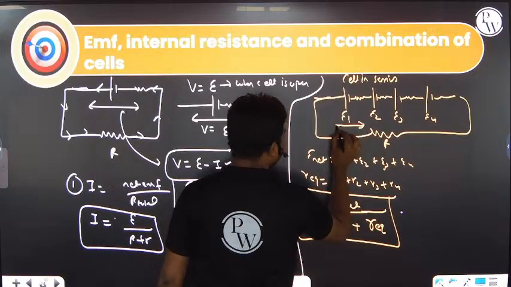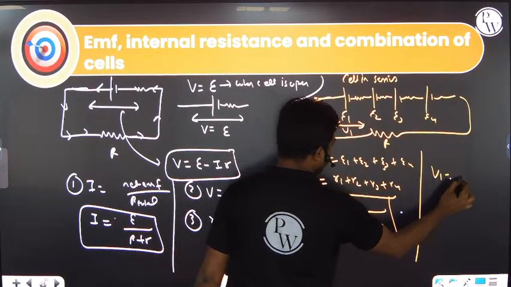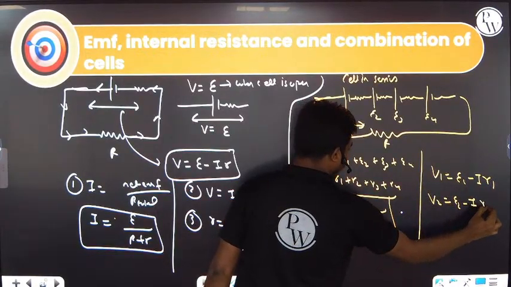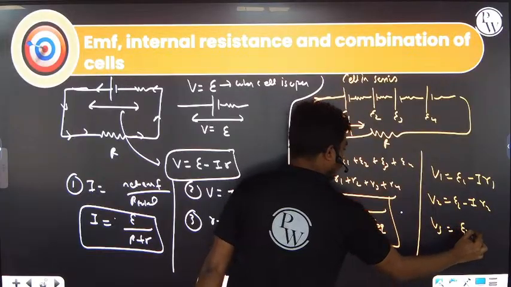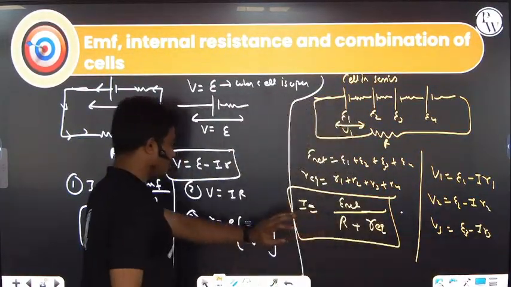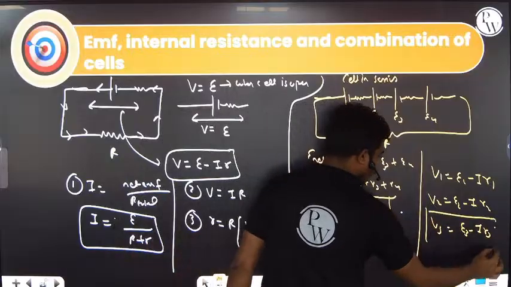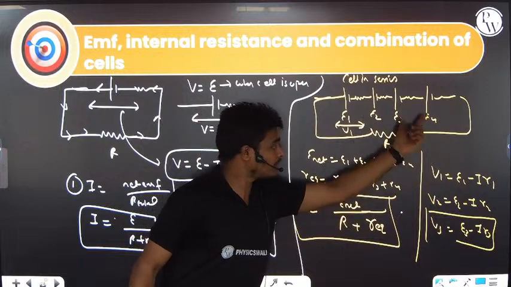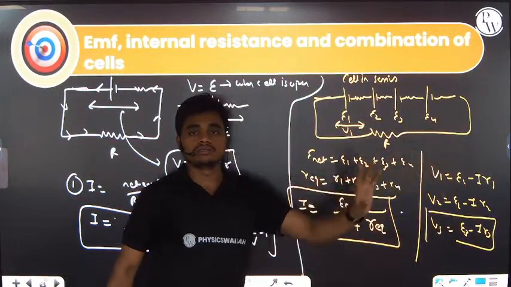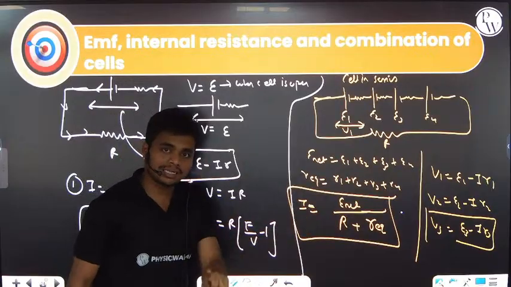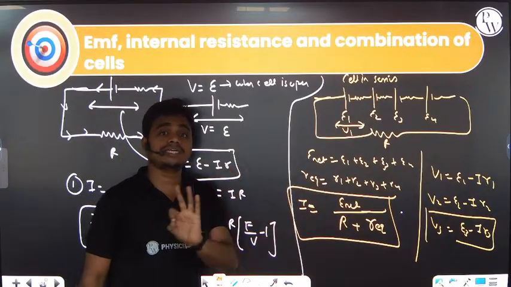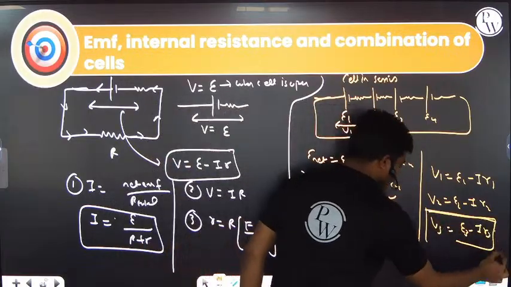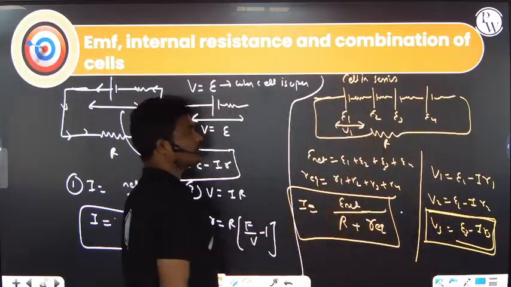And if they ask for V1, the potential difference across battery 1, V1 is E1 minus I into R1. V2 is E2 minus I into R2. V3 is E3 minus I into R3, and so on. Like this we write the potential difference across each battery: V1, V2, V3 and V4. This is the net current in the circuit. As the cells are connected in series, the current will be the same across each battery, as well as the internal and external resistance. The potential difference gets divided because they are connected in series.